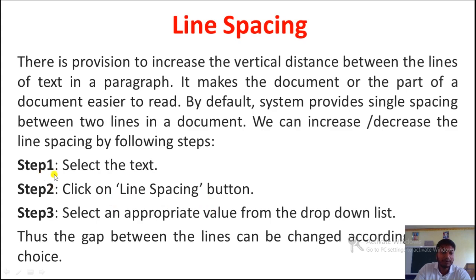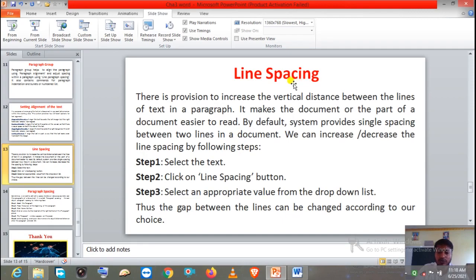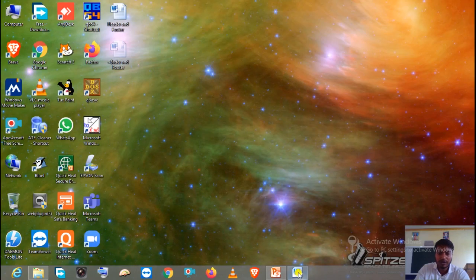So step number 1, select the text. Step number 2, click on the line spacing button. Step number 3, select an appropriate value from the drop down list. Thus the gap between the lines can be changed according to the choice. Now let me show you the practical.